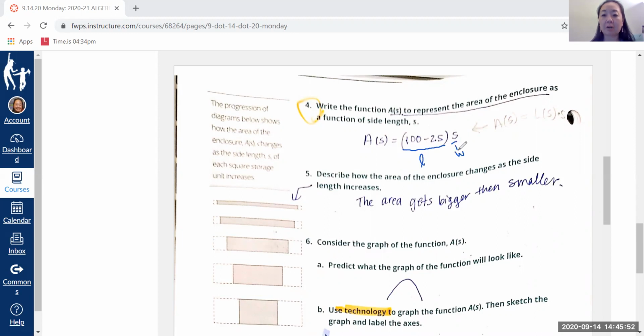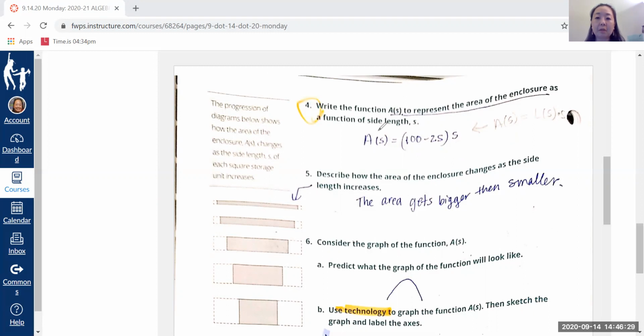Honestly, order does not matter. This S, usually in math, we would see the monomial in front. We don't usually see it in the back, but that's fine. If you wrote S and then 100 minus 2S, that's fine too. Either way is okay because it's multiplication, so you can switch them around. And over here, describe how the area of the enclosure changes as the side length increases. Like we said in some of the classes, but you guys could take a look.